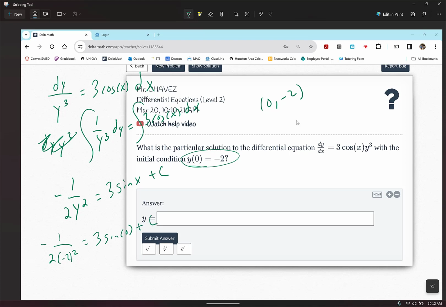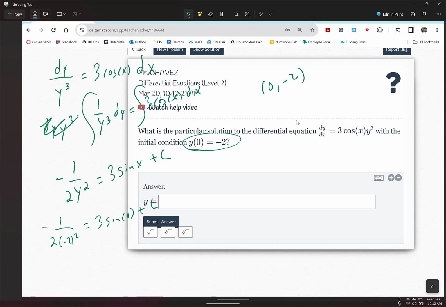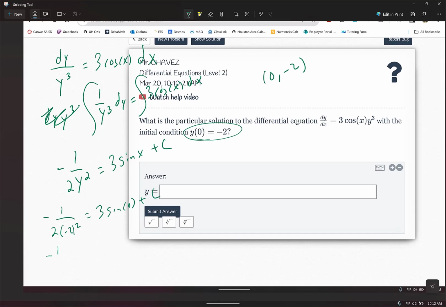A little bit of pre-cal. It's not heavy. So let's see. Negative 2 squared is 4. 4 times 2 is 8. So that's still a negative 1/8 equals, what's sine of 0? 0. So the c is negative 1/8. I come back to this one. So negative 1 over 2y squared equals 3 sine x minus 1/8.